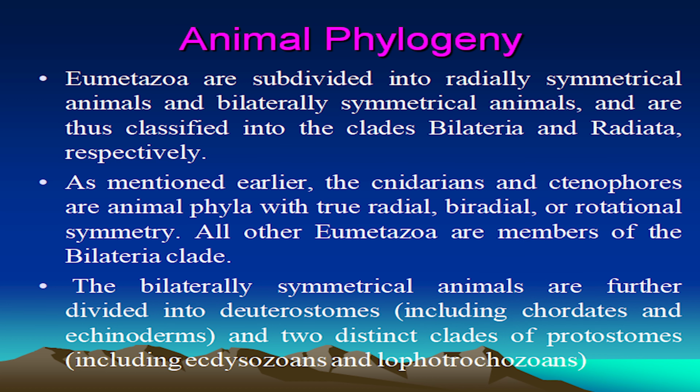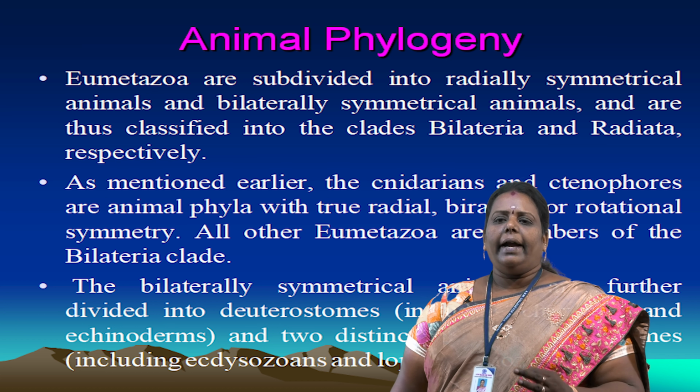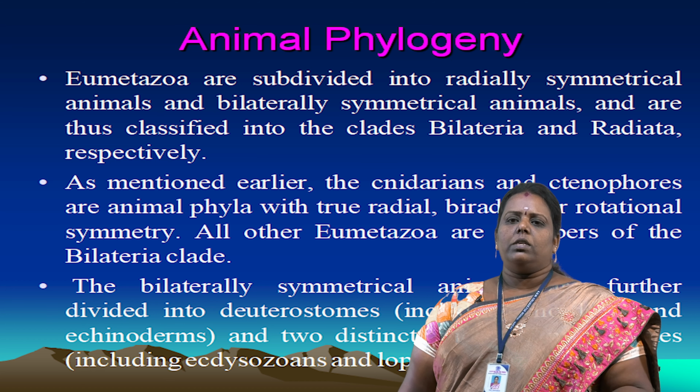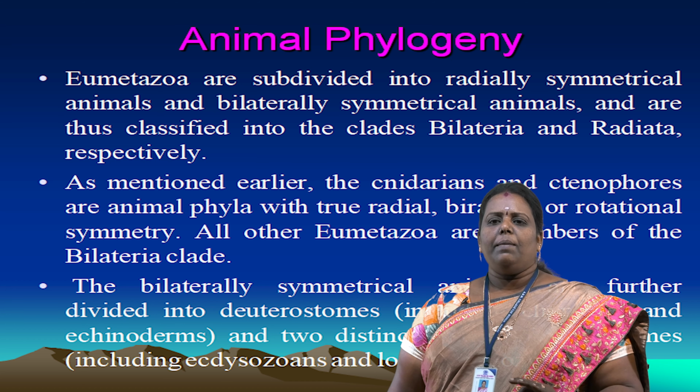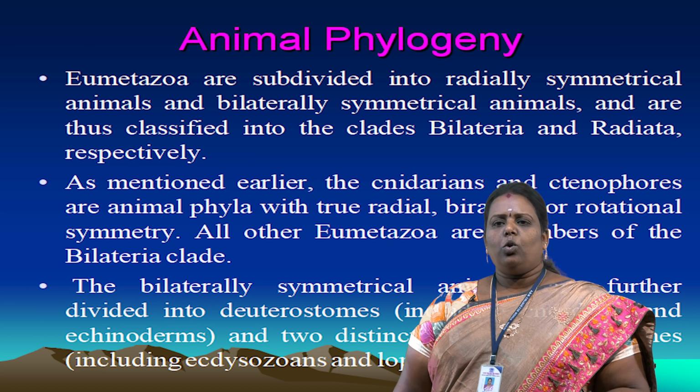They include chordates and echinoderms. Why do echinoderms occur? These are the last animals, I mean developed animals from protozoa to echinodermata. You know an example of echinodermata, that is a starfish. It also contains some fish characters. After that, the two distinct clades are the protostomes, including ecdysozoans and lophotrochozoans. These bilaterally symmetrical animals are further divided into deuterostome animals.